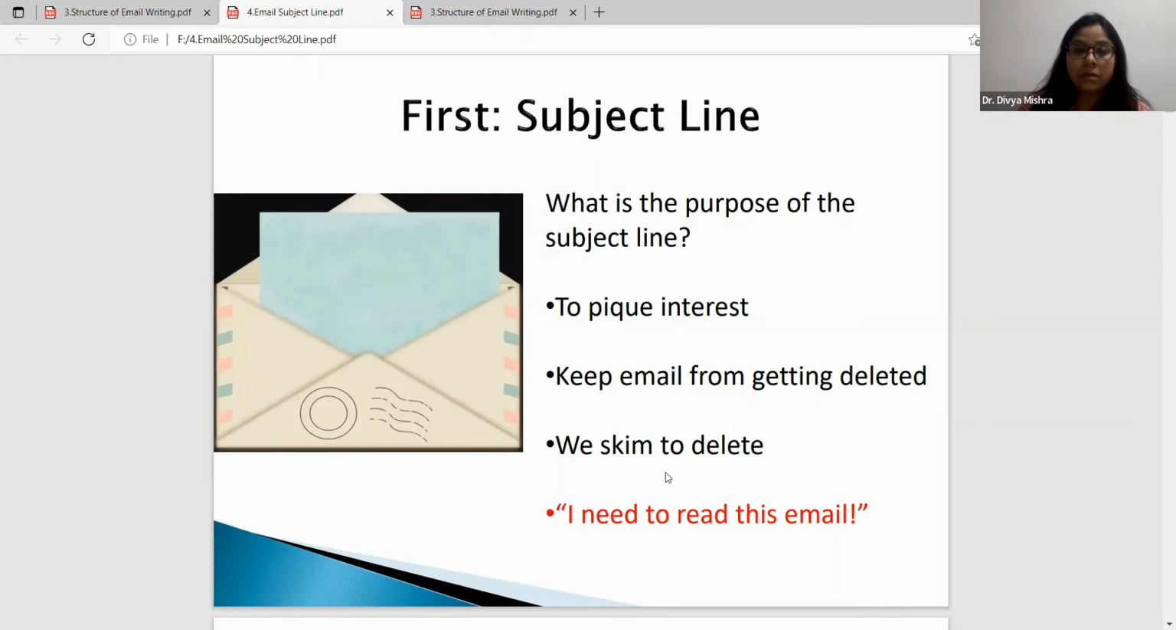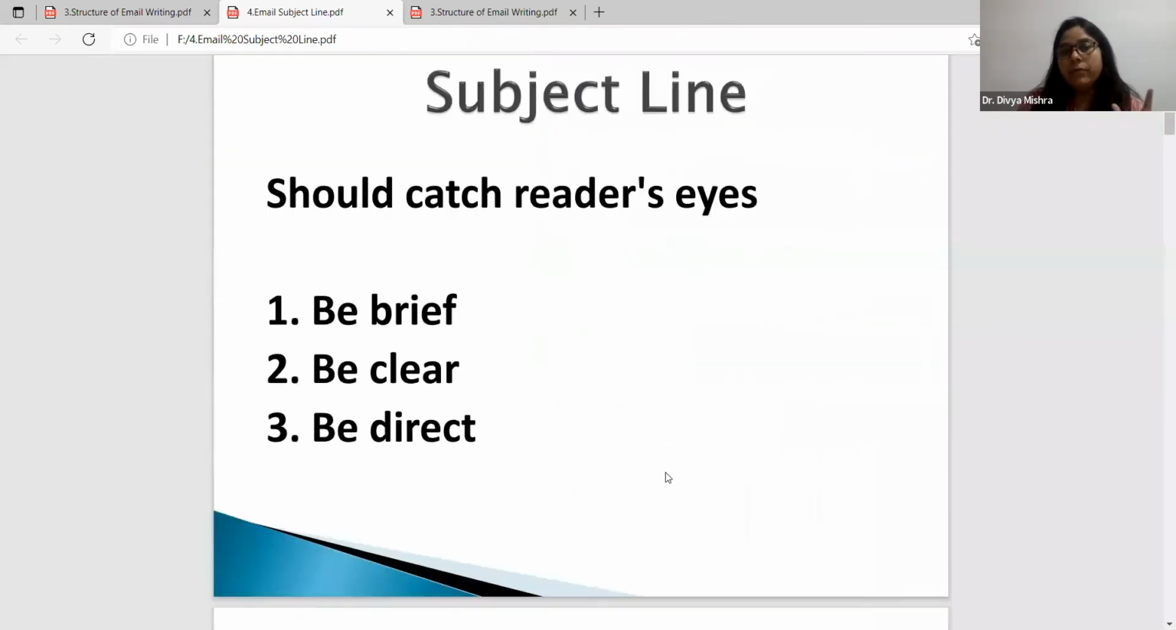Three things you need to remember whenever you write a subject line. It should catch the reader's eyes. How will it catch the reader's eyes? It should be brief, it should be clear, it should be direct. These three points you should always remember, no matter what kind of email you are writing. You are writing a job offer email, a job inquiry email, a follow-up email, an email for leave request, or an email for promotion. These three things must always be kept in your mind: your subject line must be brief, clear, and direct.